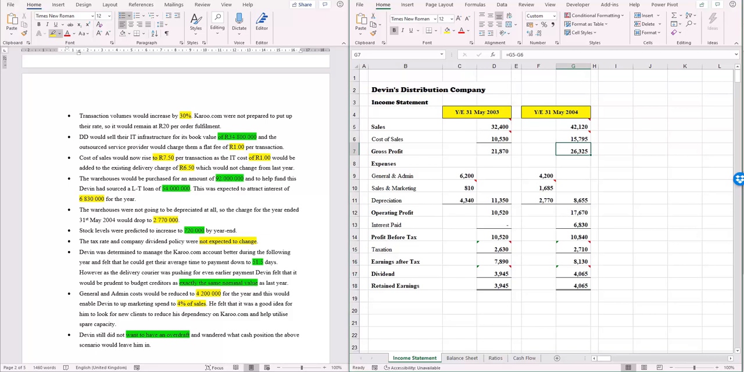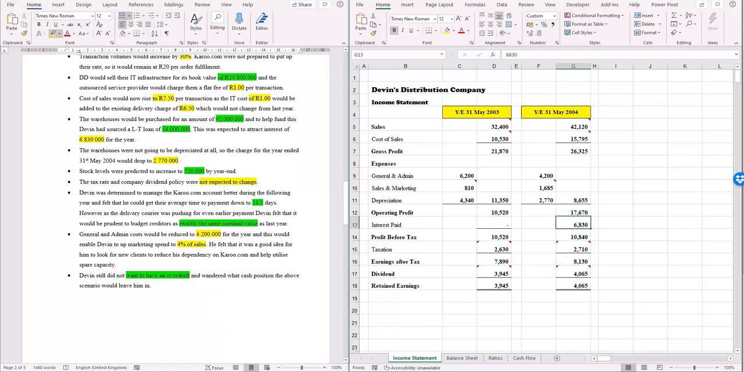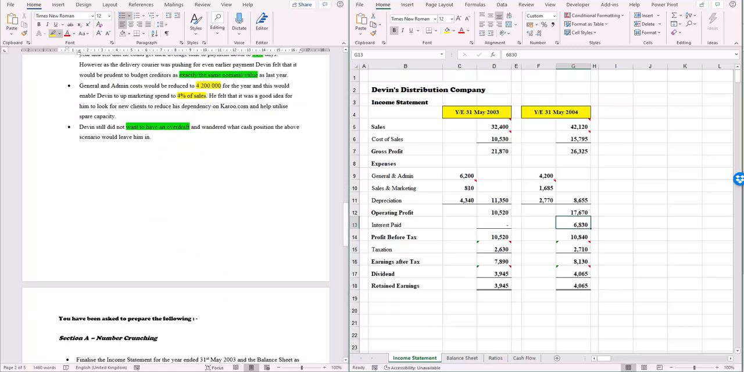Depreciation, that's going to go down to 2,770. Plug that in. Add them up. Subtract them from your GP. Interest paid, that was given to us. If we took on a loan, we've got an interest expense.